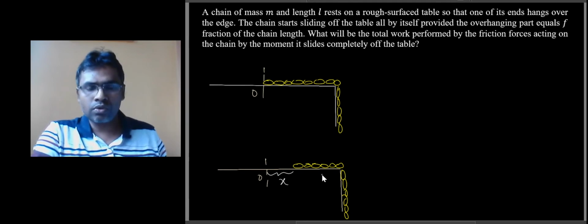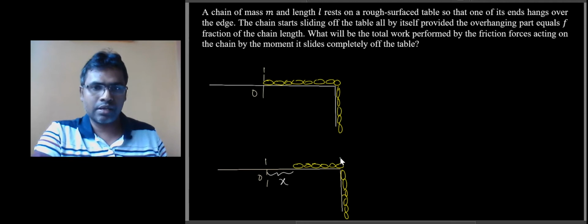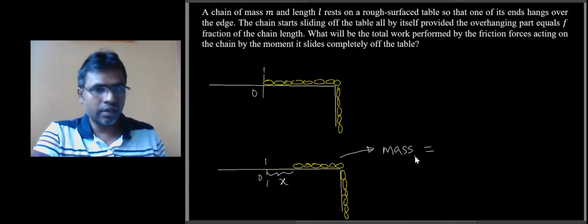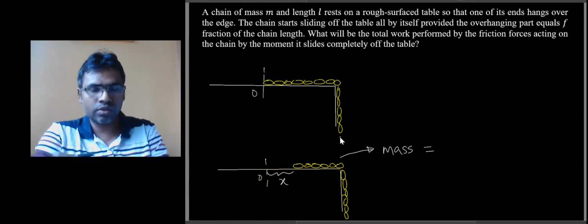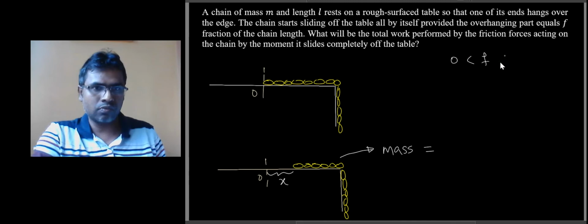now how do we calculate the friction force here? To calculate the friction force, we will have to figure out the mass of the chain on the table. So if you look at the mass of the chain on the table, earlier f fraction of the chain was hanging over the edge. So here f is between 0 and 1. So f is like half or 1/3, etc.